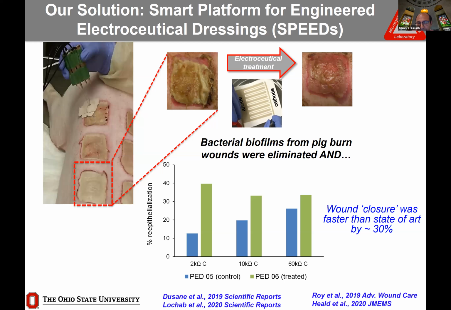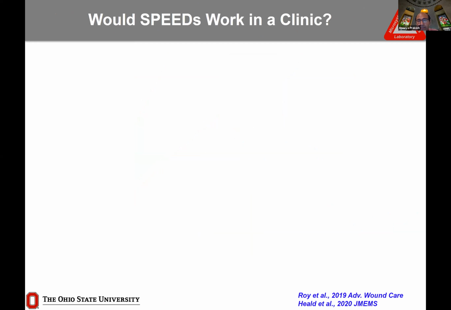As everybody does, we have a lot of these papers that have come out in the last couple of years on this topic. So the big question that comes up is, if you have this in the lab, it works, you have this nice dressing, would it actually work in a clinic? Being at Ohio State, one of the opportunities we have is to collaborate with a fantastic medical school and also our partners in the veterinary school.